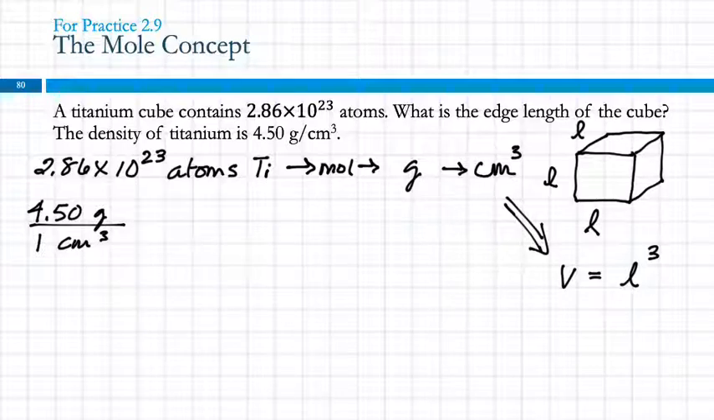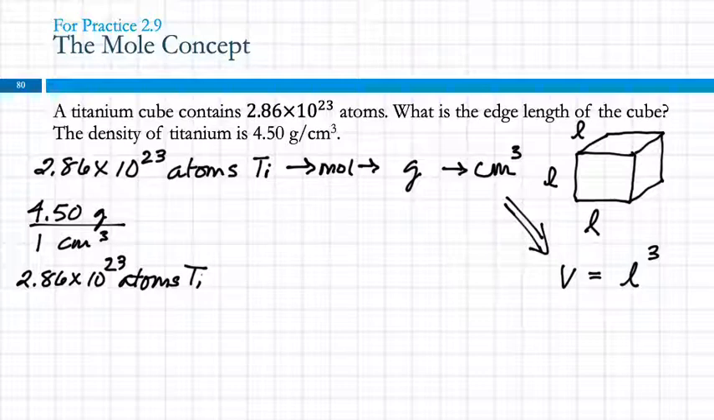Okay, so now I got a path. Atoms to moles to grams to cubic centimeters. And you hear Dora just chanting that one. 2.86 times 10 to the 23rd atoms, titanium. I've got 3 arrows.